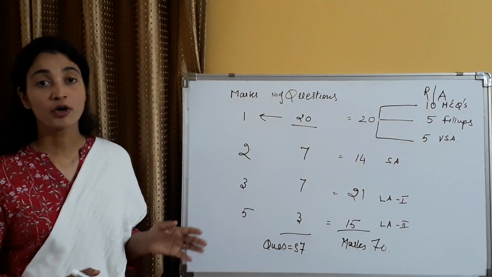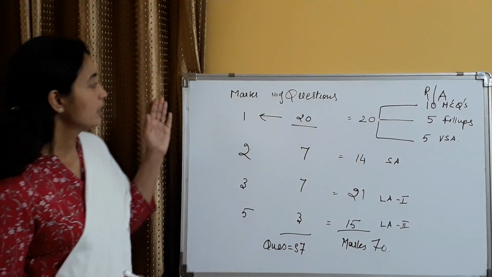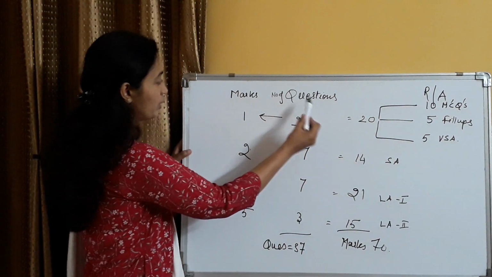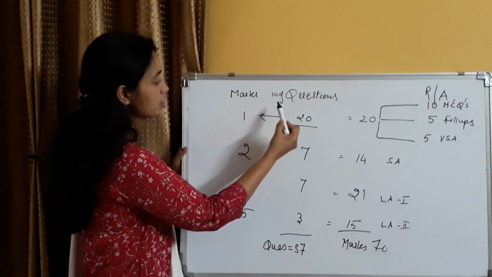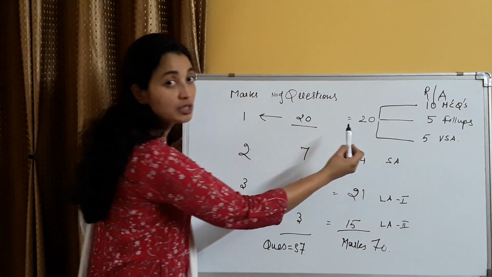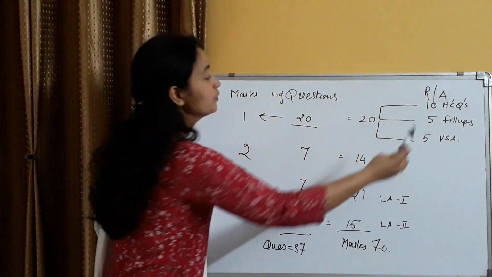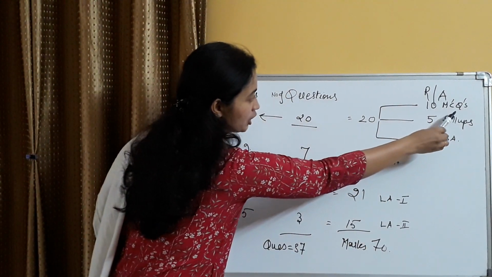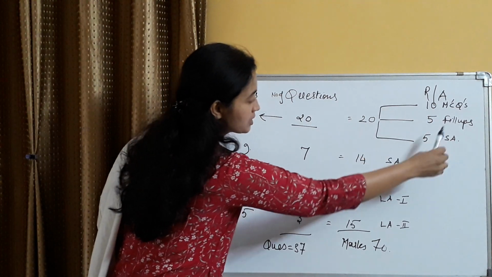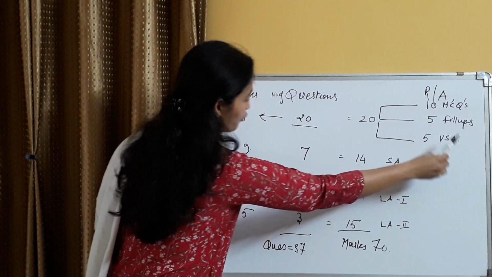Now let's get on to the roadmap of our journey, that is question paper design and paper pattern. Here is the number of questions and marks according to the weightage. We will have 20 questions of 1 mark each. These 20 questions are further subdivided into 10 MCQs. They can be reason assertion type also. You will have 5 fill-ups and 5 very short answer type of questions.